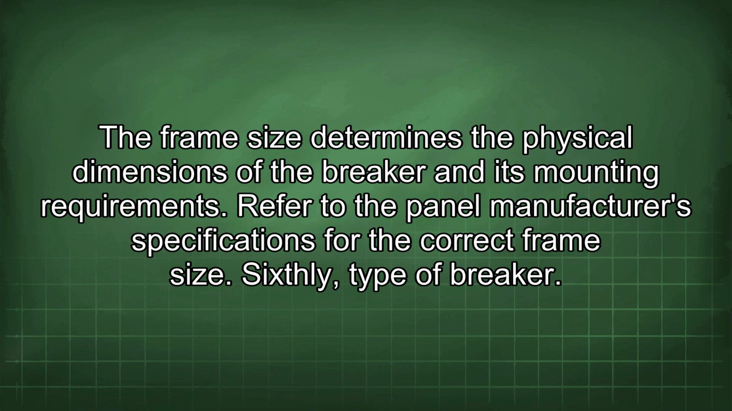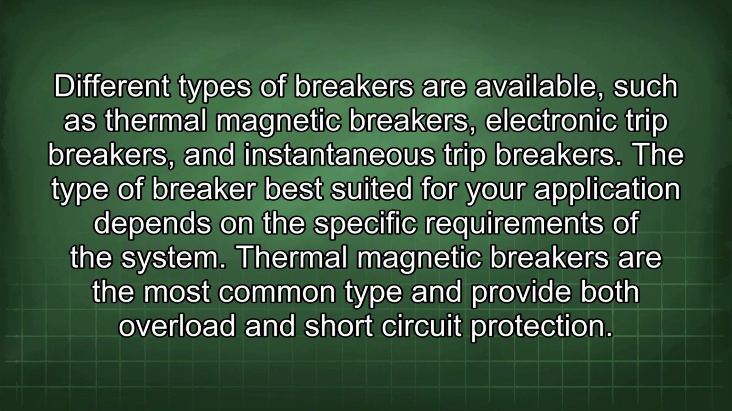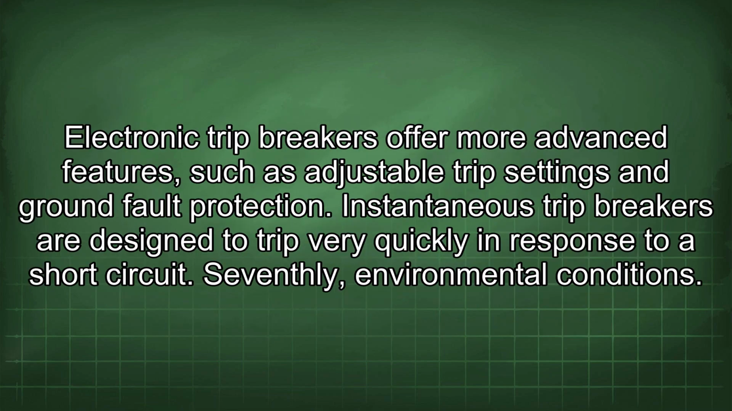Sixthly, type of breaker. Different types of breakers are available, such as thermal magnetic breakers, electronic trip breakers, and instantaneous trip breakers. The type of breaker best suited for your application depends on the specific requirements of the system. Thermal magnetic breakers are the most common type and provide both overload and short circuit protection. Electronic trip breakers offer more advanced features, such as adjustable trip settings and ground fault protection. Instantaneous trip breakers are designed to trip very quickly in response to a short circuit.